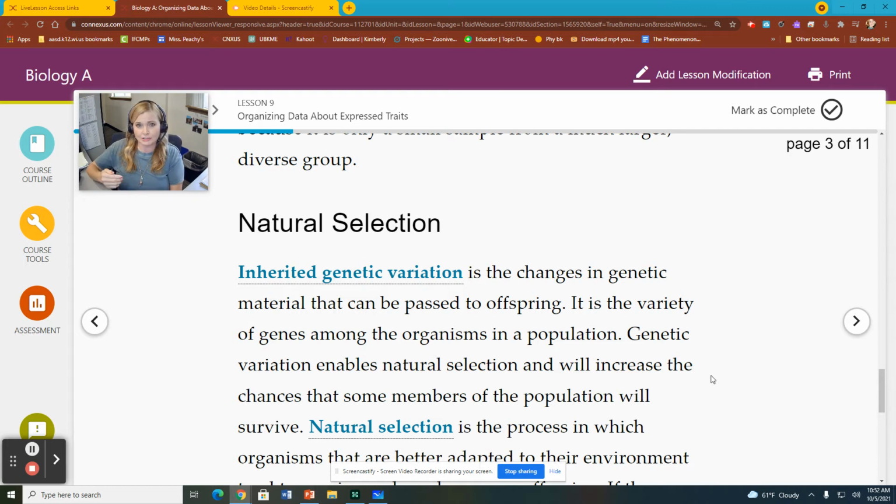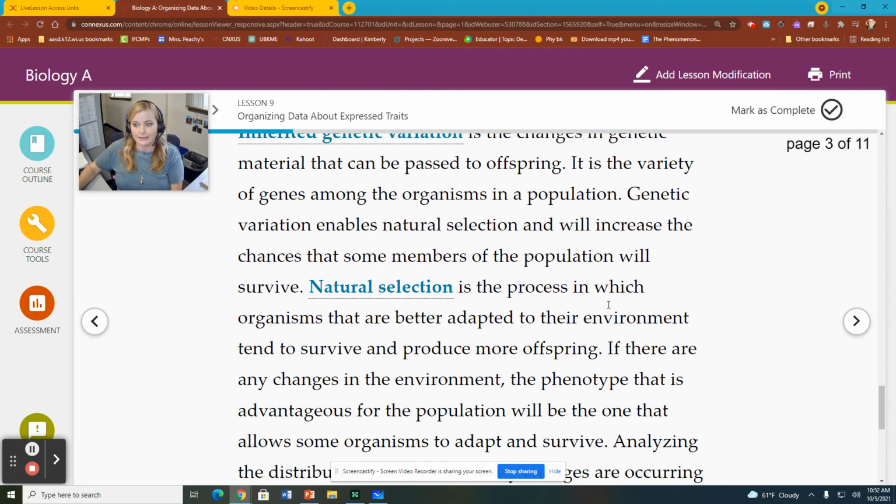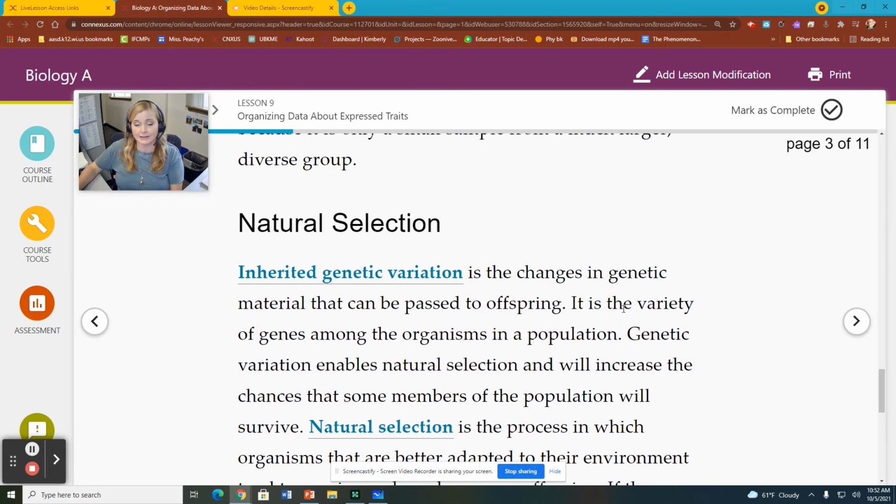That change in frequency of those alleles is driven directly by the trait itself, right? Because one trait is more advantageous and one trait is less advantageous, that is known as natural selection, the process in which organisms that are better adapted to their environment tend to survive and produce more offspring. And that leads to changes in allele frequency. And it's not random like genetic drift, it is because of the trait that happens.